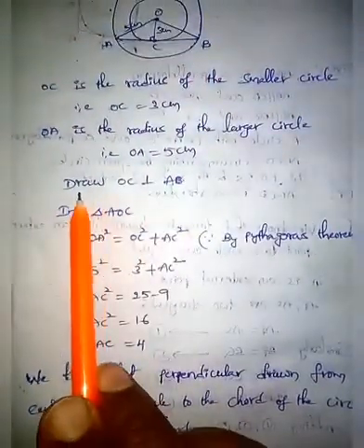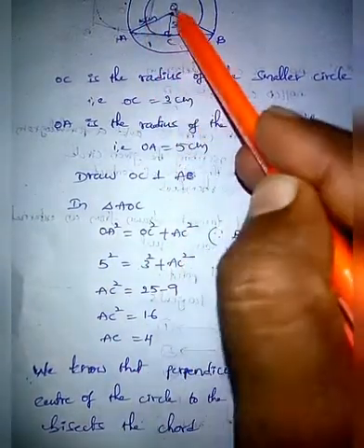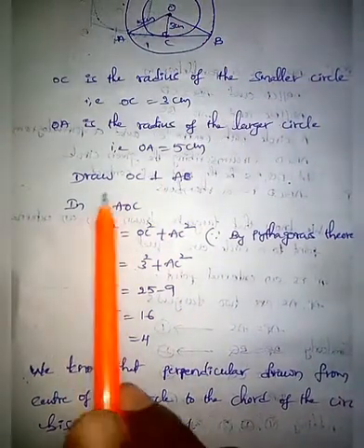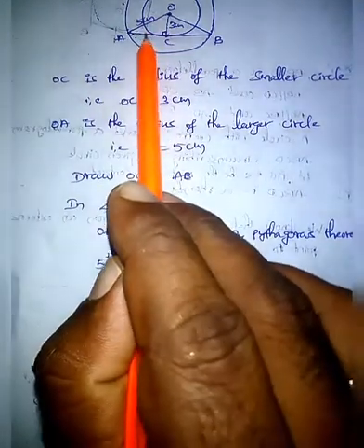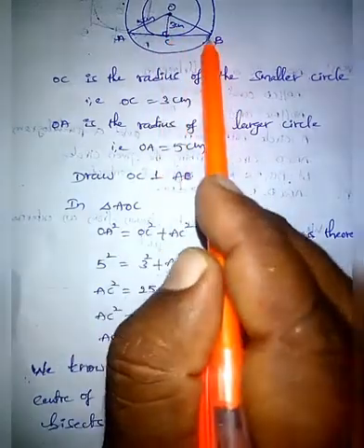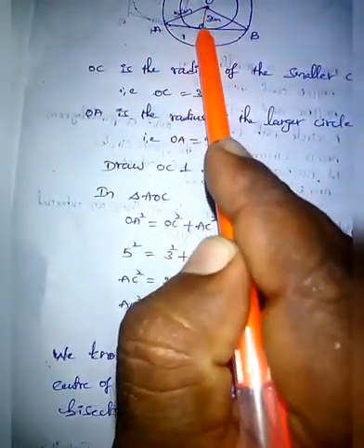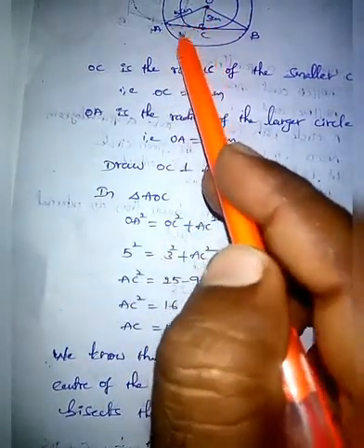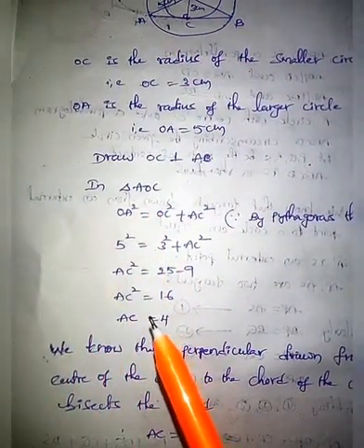Okay, so now join OC. So draw OC perpendicular to AB. In triangle AOC, children, you know that the radius is perpendicular to the tangent at the point of contact. That's why OC is perpendicular to AB. Now in this triangle AOC, here there is a right angle, that's why OAC is a right angle triangle. According to the Pythagoras theorem, in a right angle triangle, hypotenuse square equals side square plus side square.